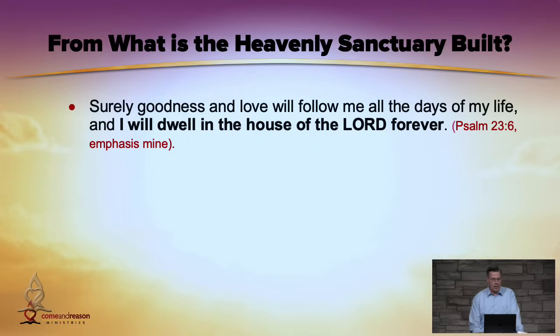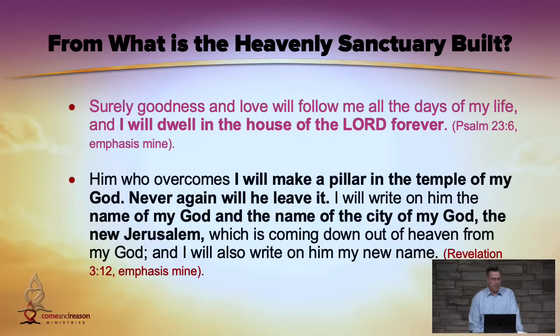Surely goodness and love will follow me all the days of my life, and I will dwell in the house of the Lord forever, Psalms 23:6. Or Revelation 3:12: Him who overcomes, I will make a pillar in the temple of my God. Never again will he leave it. I will write on him the name of my God and the name of the city of my God, the New Jerusalem, which is coming down out of heaven from my God, and I will also write on him my new name. We will never leave the temple.